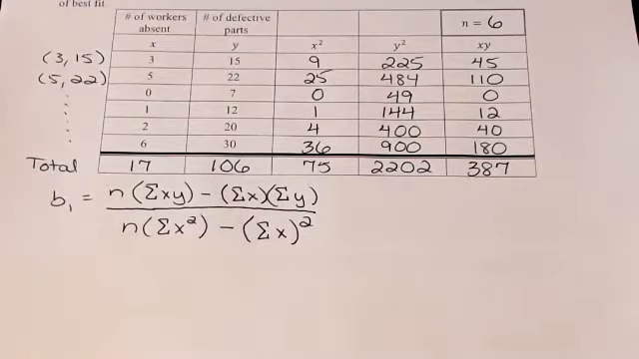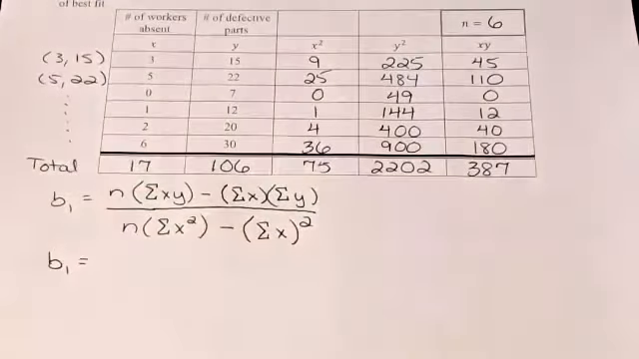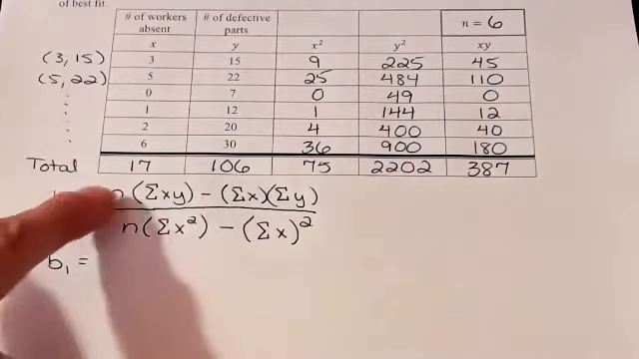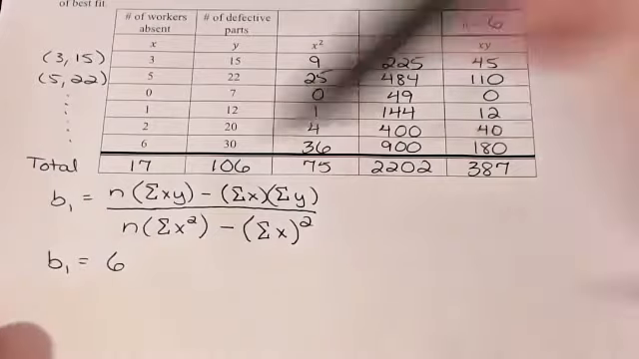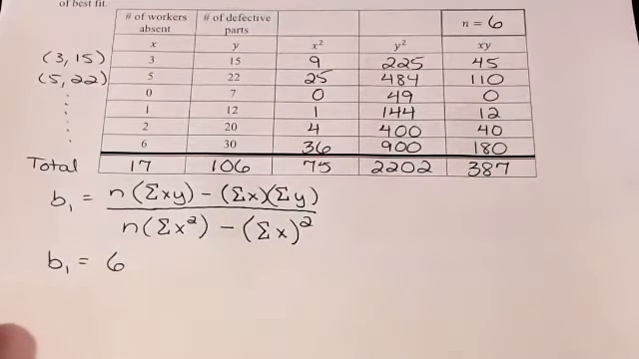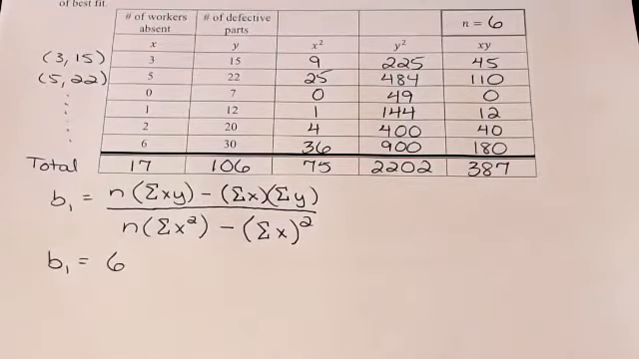Okay, let's fill this in. B sub 1 is equal. We know that N is 6, so we're going to replace that. In your set of parentheses, it says the sum of X times Y. Remember, the bottom row are all your totals. These are all of your sums. So we want the sum of the XY column. That's going to be our 387.